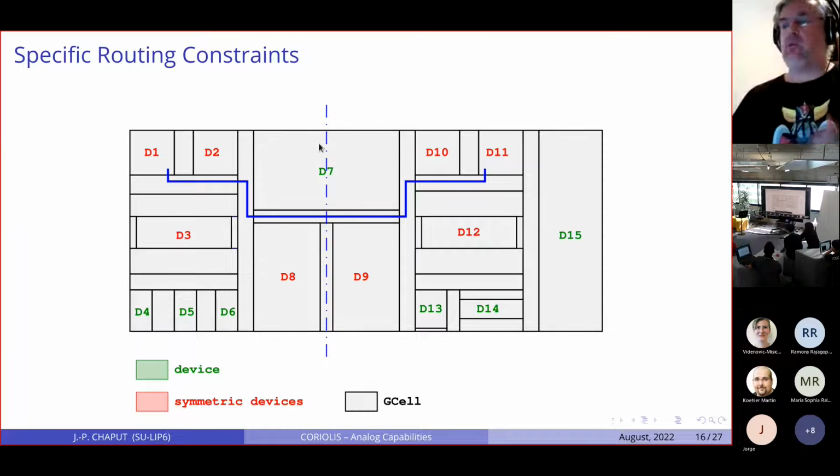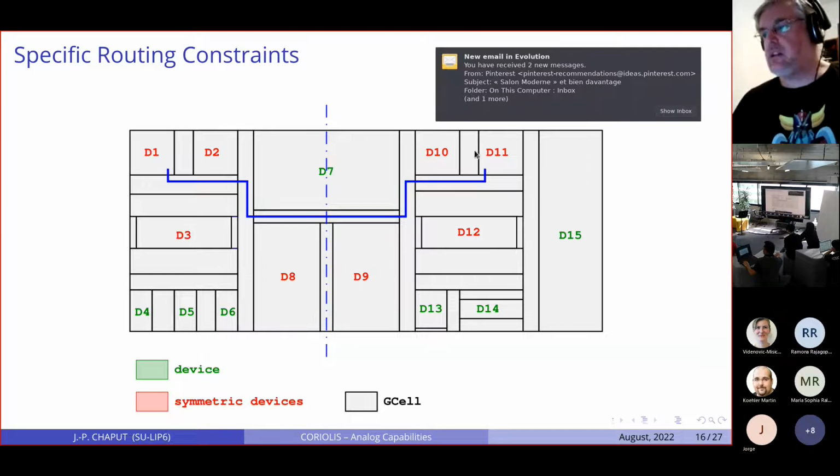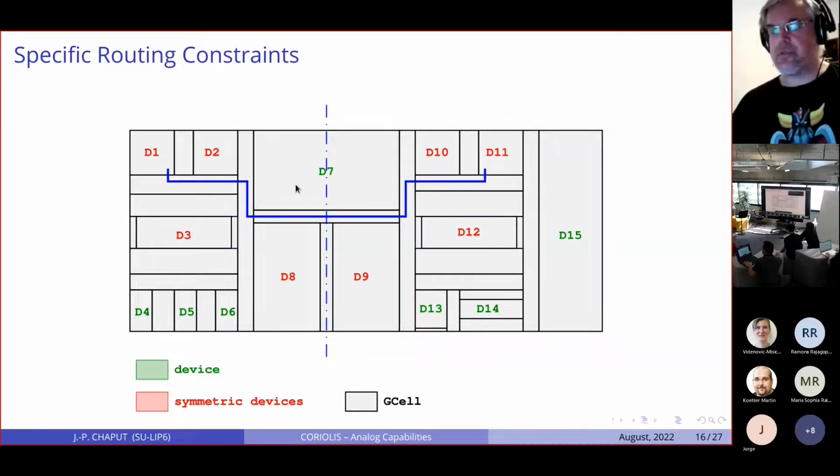With the G cells, we can now perform the global, then detailed routing. So here I presented a wire in blue connecting D1 and D11. And as I said before, the wire, except when it reaches devices and connects to them, goes only inside channels. So here the horizontal channel, then the vertical channel, then horizontal, vertical, horizontal. So we go only in channels.